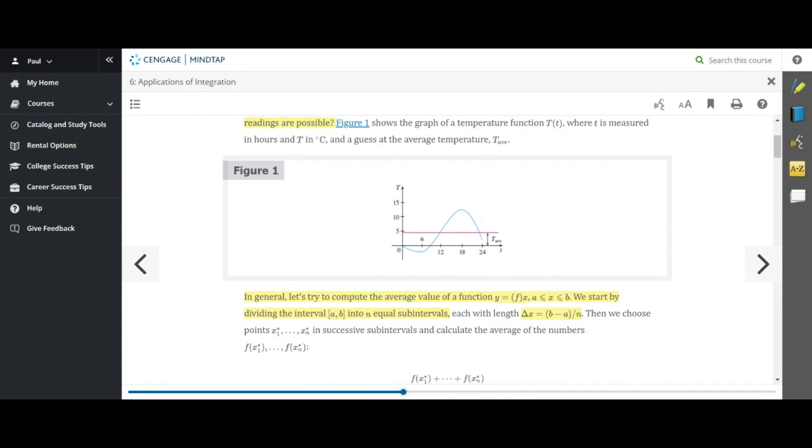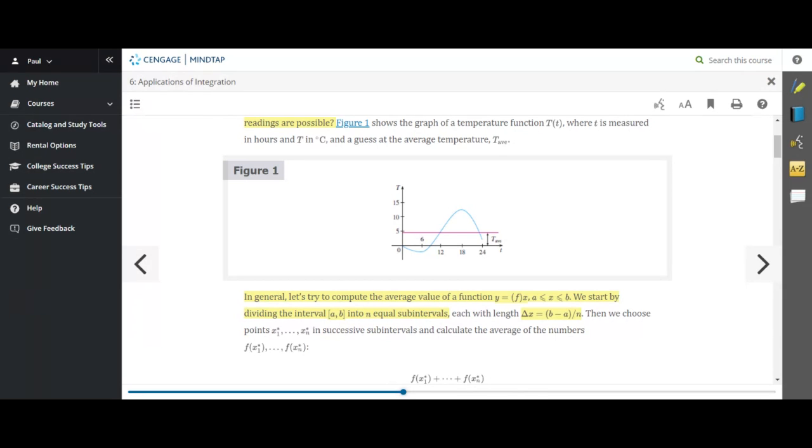Now, the temperature function seems to be lowest at t equals 6. T equals 6 would be what time of day? Six a.m. That's right, Taj. 6 a.m. So temperature is pretty cold at 6 in the morning. I used to have a newspaper route, and I would deliver papers in the morning. And at 6 a.m., man, it's pretty cold.